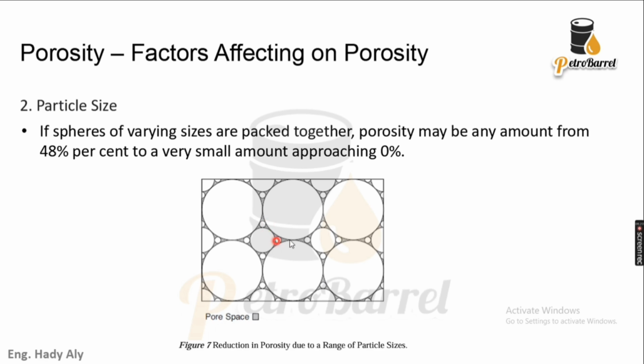For example, if I'm talking about the pore space volume but in the absence of medium and small sizes, all of this volume will be gray or pore spaces, so I have a highly porous formation. But here, due to the variety or difference in the particle sizes, it gives me a reduction in the porosity due to the range of particle size.